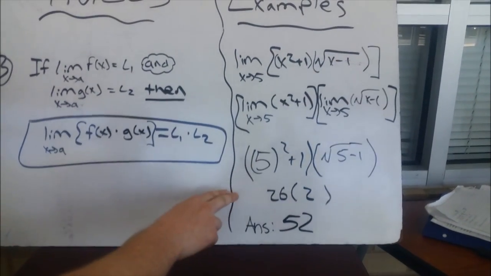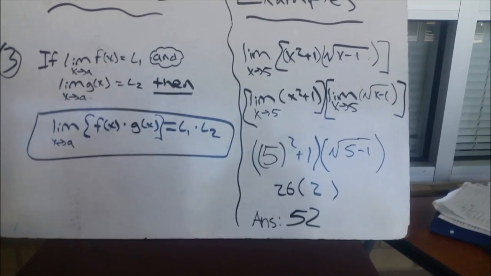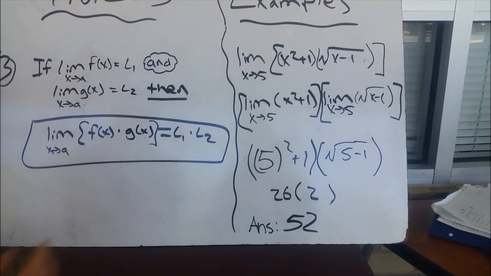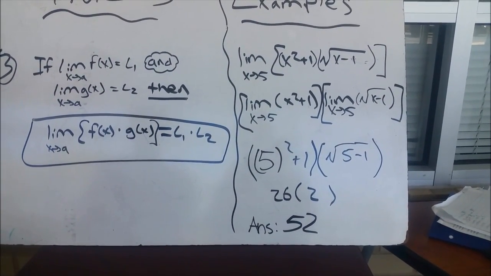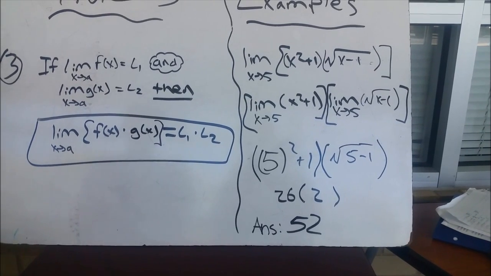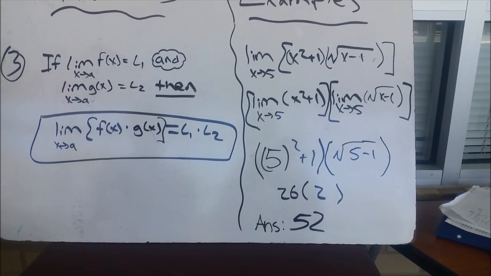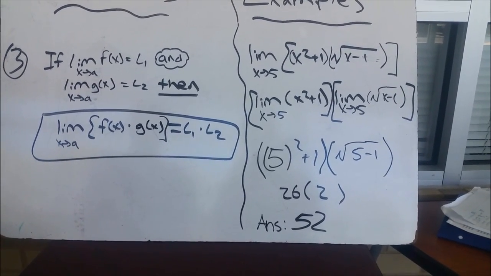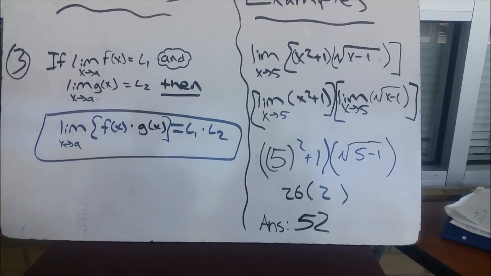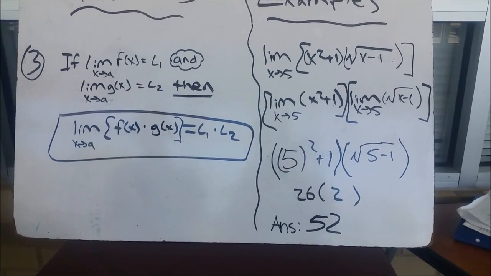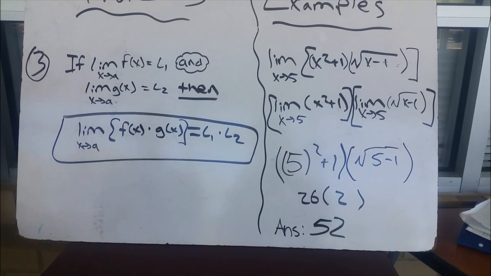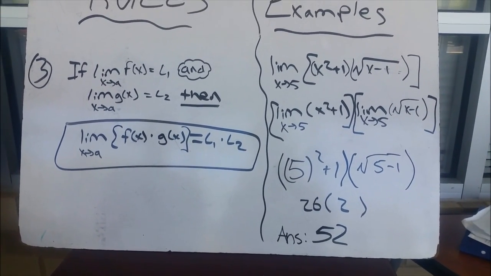As we progress further down, we just substitute the 5 for the x in the larger functions, giving us 5 squared plus 1 and the square root of 5 minus 1. We will ultimately end up with the answer of 52. This is very useful, as I stated before, for breaking down very large functions and creating smaller steps.